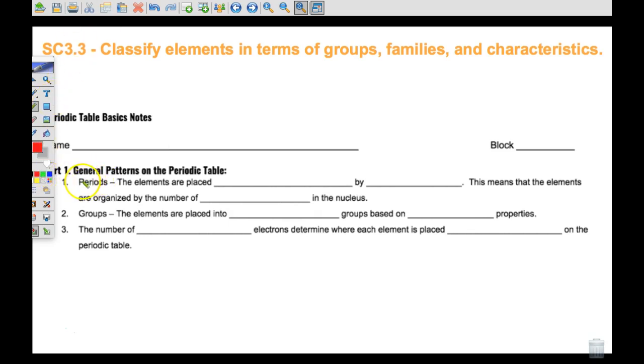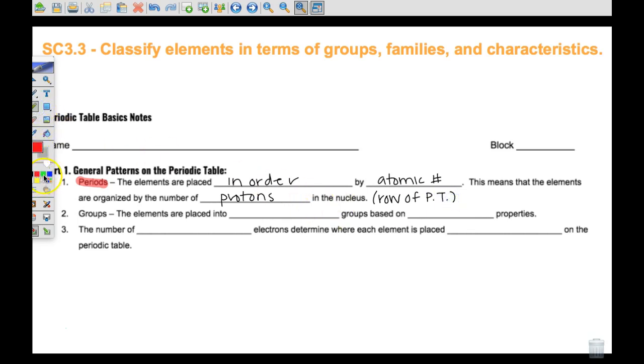The first is the concept of a period, and a period on the periodic table is when elements are placed in order by atomic number. So this means that the elements are organized by the number of protons in the nucleus. A period is the chemistry terminology for a row of the periodic table.